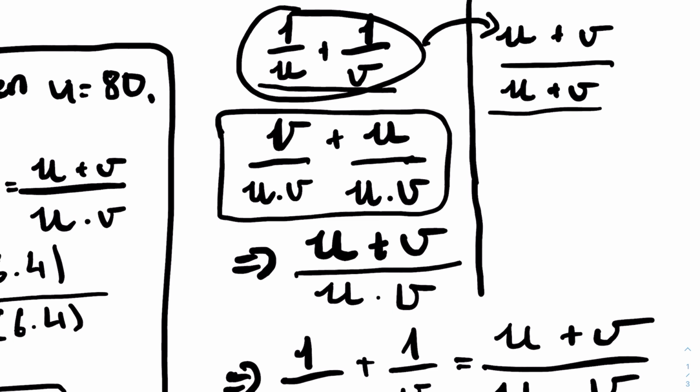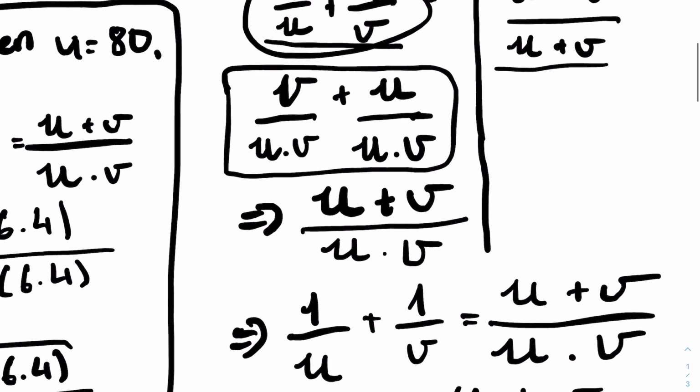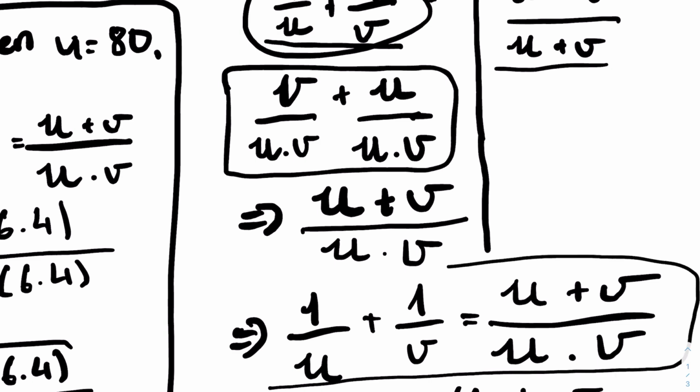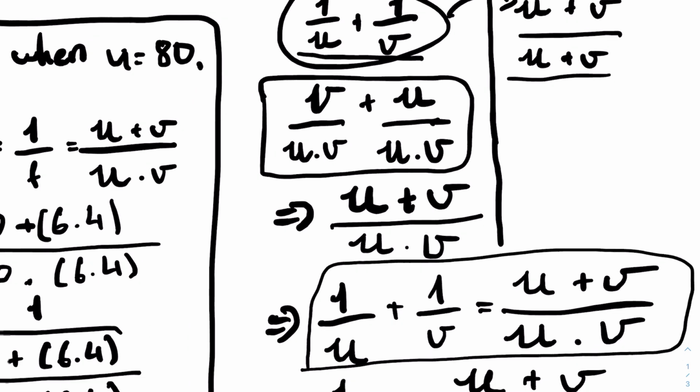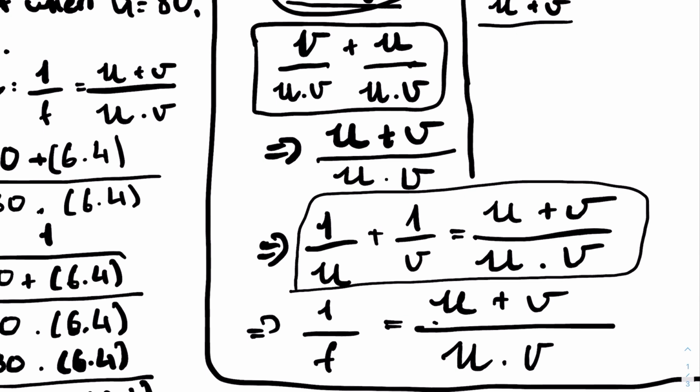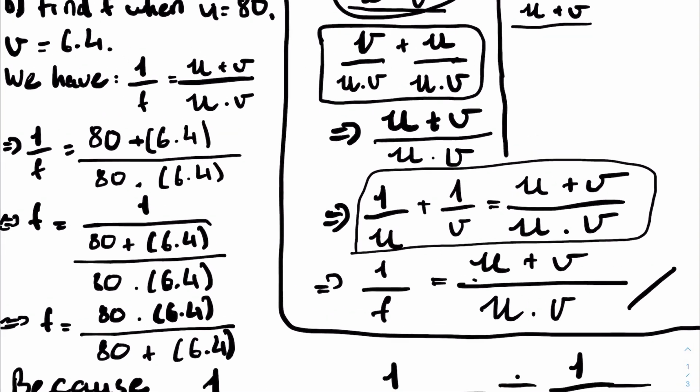In conclusion, because 1 over u plus 1 over v equals (u plus v) over (u times v), 1 over f equals (u plus v) over (u times v), and part A is done.